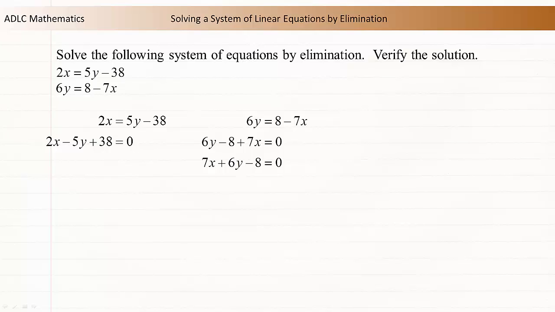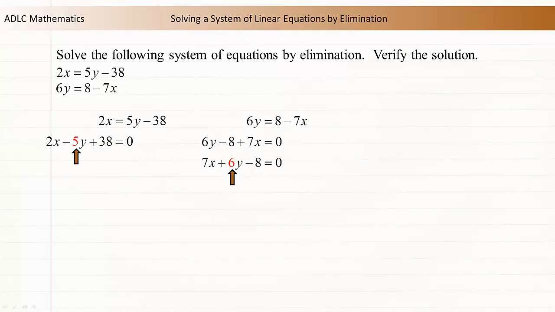To use the elimination method, we need one pair of variables to have the same coefficient. The sign can be different, but the number must be the same. We can try to make the x coefficients match by multiplying each equation by a constant, or we can try to make the y coefficients match by multiplying each equation by a constant. Neither looks easier than the other, so we'll work with the y coefficients.